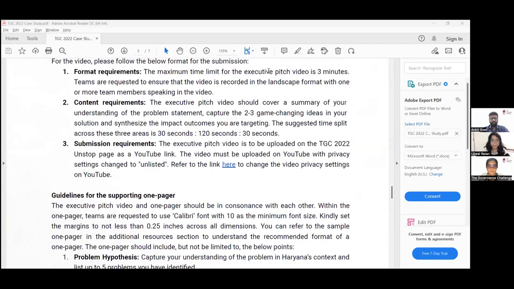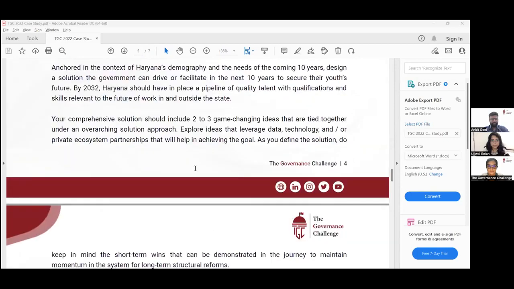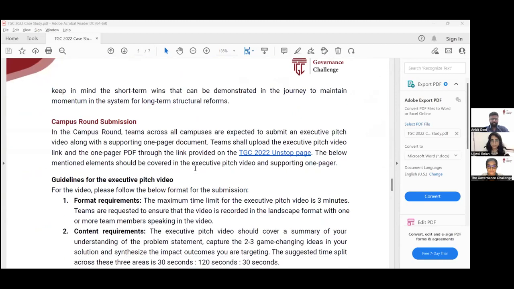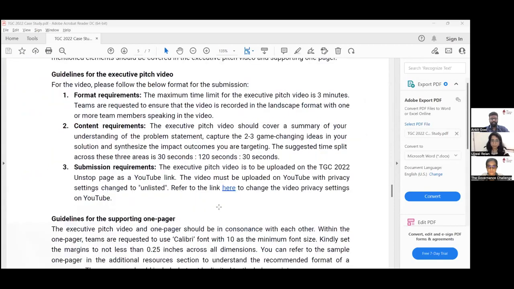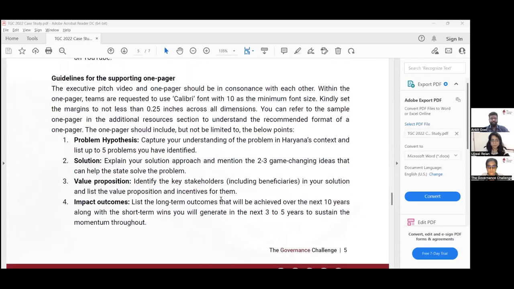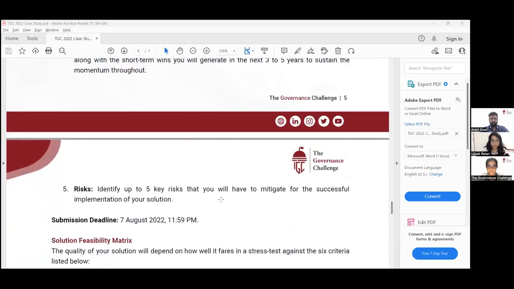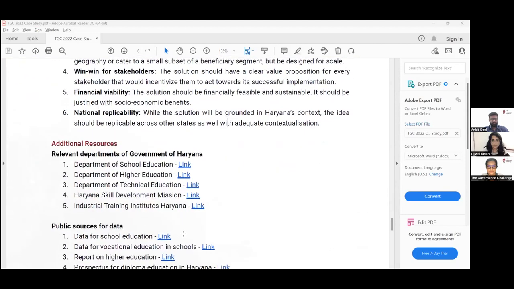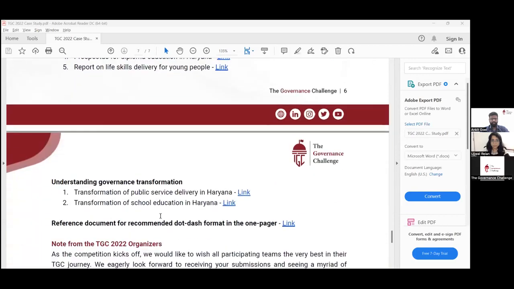So this is basically the case study that you would have received. The submission is to be done on the TGC Unstop page. The link is here. Then coming to how do you change the video privacy settings? I think that is provided here, the link to that as well. Then we are talking about the guidelines for the supporting one pager. And solution feasibility matrix is here. And this is basically all the additional sources of data that we have.